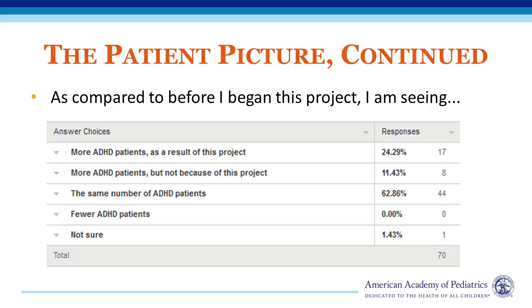When we look at some of the surveys that you all responded to, as compared to before I began this project, I am seeing that about 35% of those who answered the clinician survey were not seeing more as a result of the project. Excuse me, let me say that again. There were 62% that had the same number of ADHD patients as they did before the project. And then you can see that 25% are really seeing more ADHD patients as a result of this project.